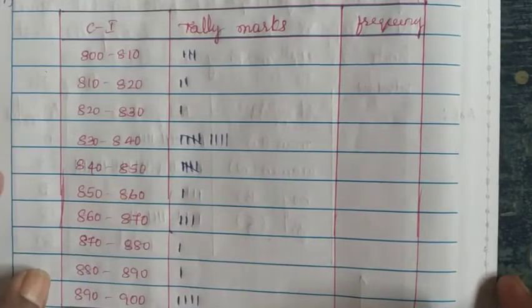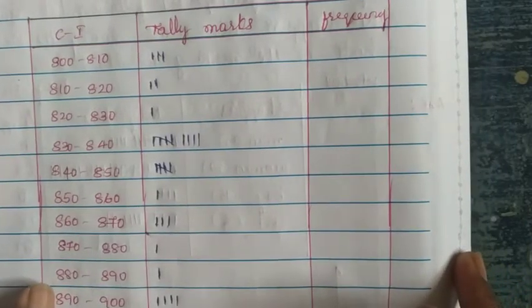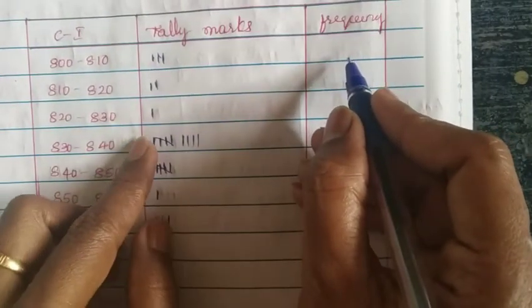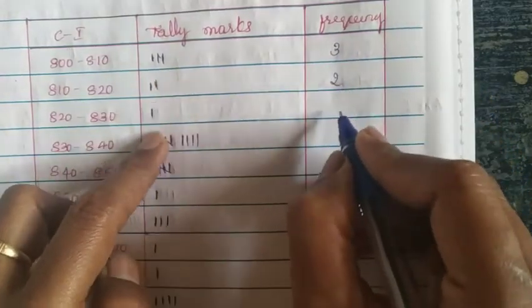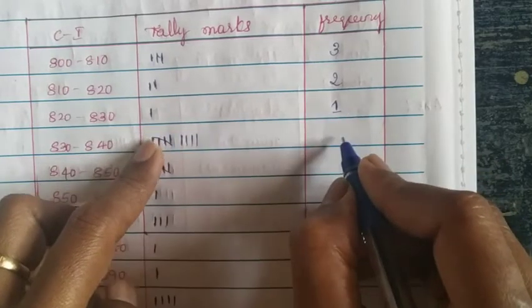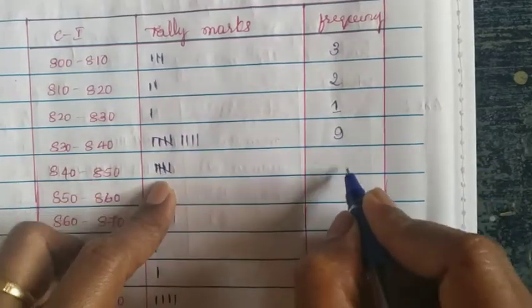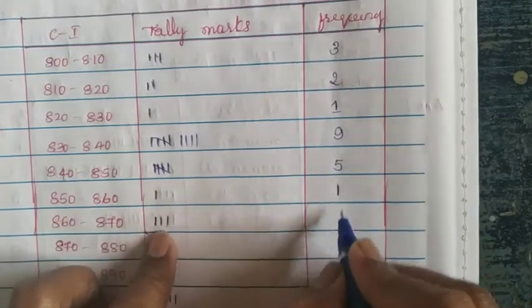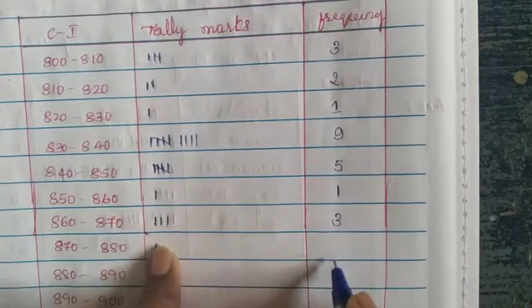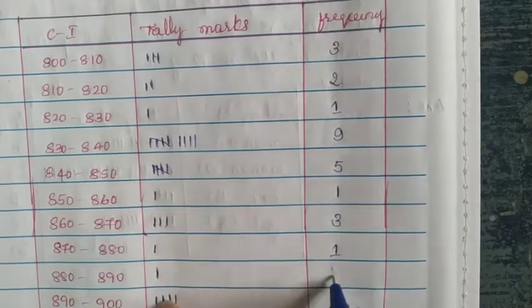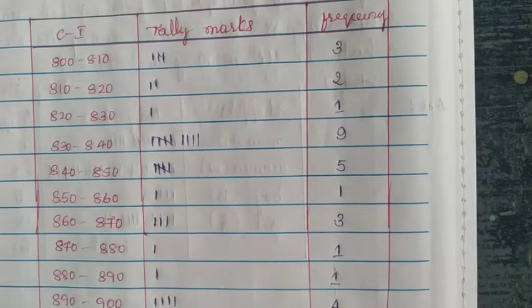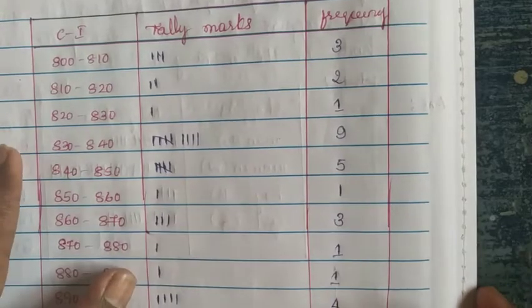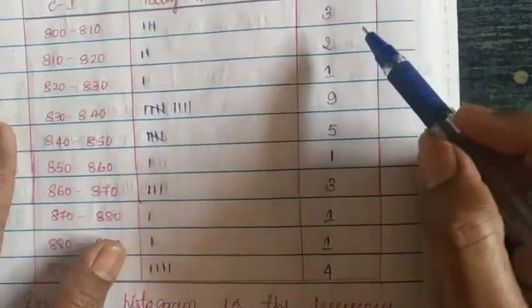Now let us count the tally marks and write them in the frequency column. Okay children, how many are here? 3. Here how many are there? 2. Here only 1. Here how many? 9. Next, here how much? 5. Here 1. Here how much? 3. Here 1. Here 1. The last is how much? 4.